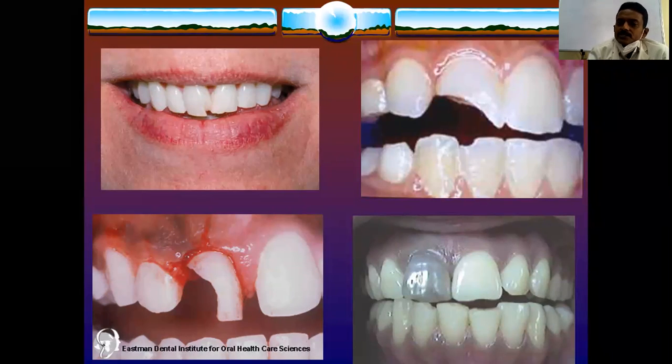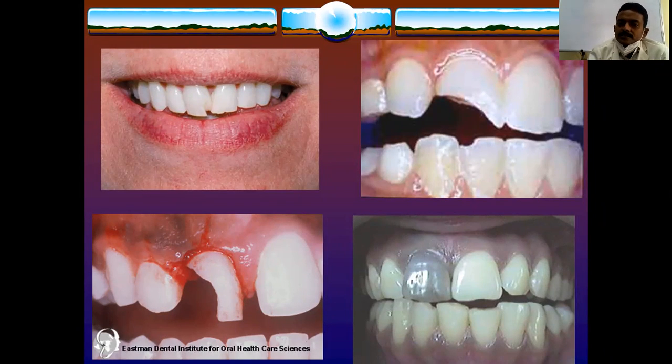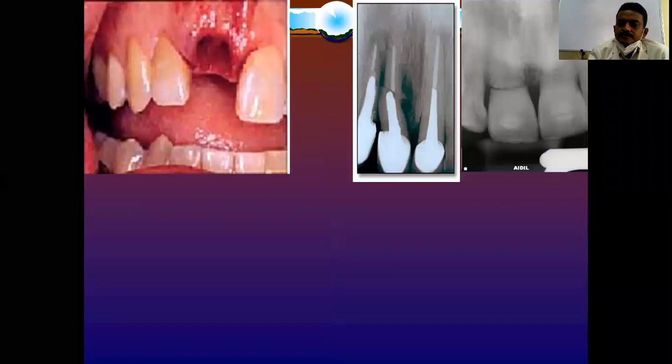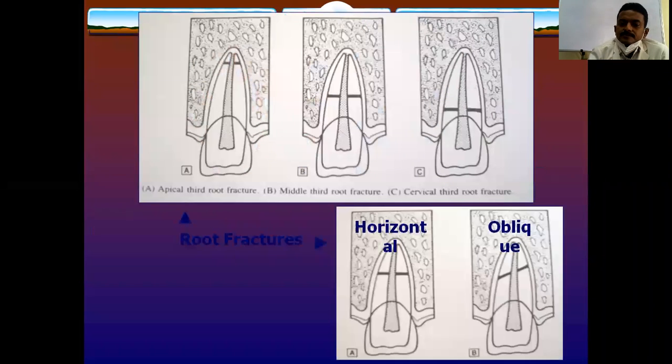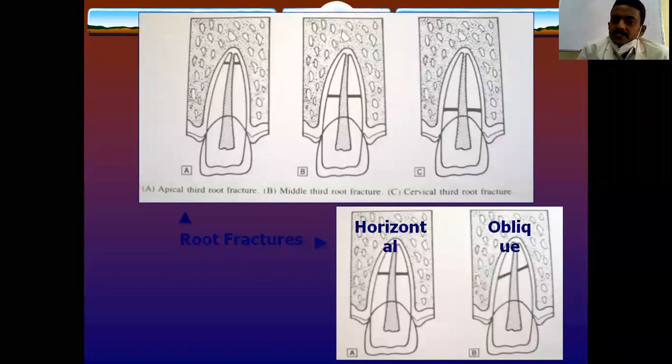Different clinical pictures showing the tooth fractures. The crown is intact, whereas the root fracture is appreciated in this picture.